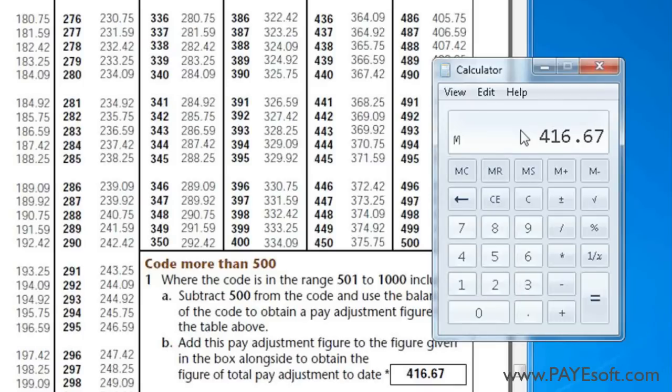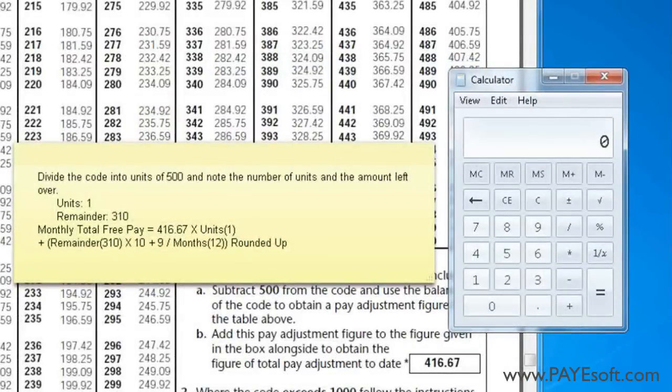Add these two amounts together. 416.67 plus 259.09 equals 675.76. Using a calculator to work this out, again divide the code into units of 500 and note the number of units and the amount left over.